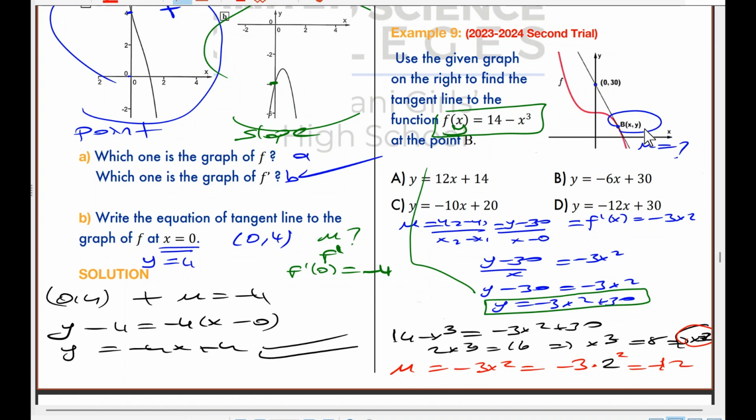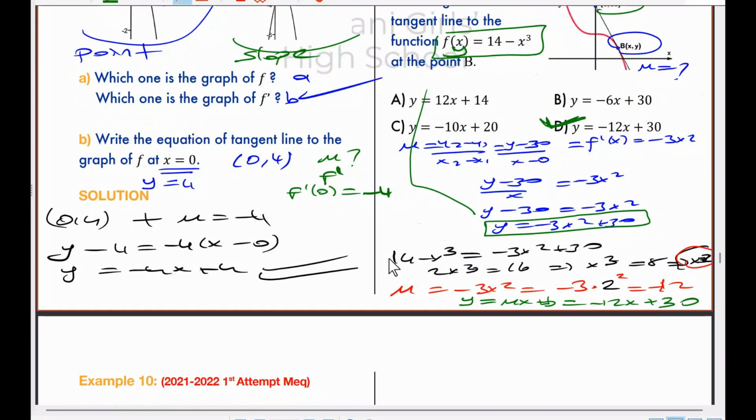I knew my point as x, y. So when I write the equation, there are 2 points. We can use the given point. That point 0, 30 is the y-intercept. So I can write the equation in mx plus b form, which is m negative 12, x plus b 30. Negative 12x plus 30 is option B.